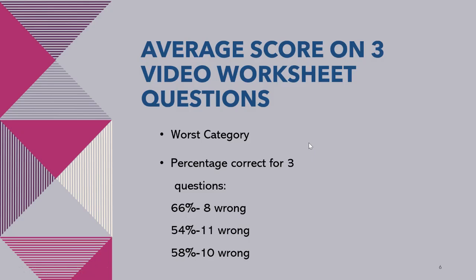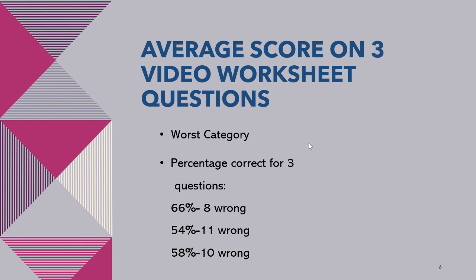So to analyze this, the average score on the 3 video worksheet questions, so they came directly from a video worksheet the students had to complete. This is by far the worst category. The percentage correct for the 3 questions on the test were 66, 54, and 58, meaning that 8 students got the one question wrong, 11 got the next, and then 10 got the final question wrong.